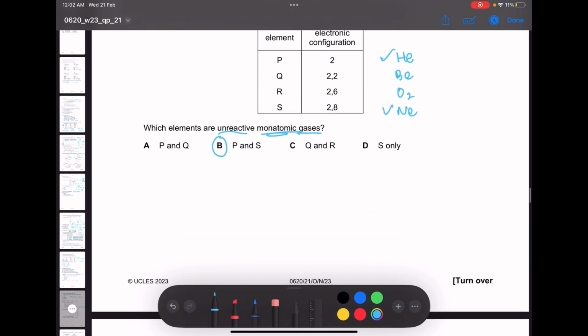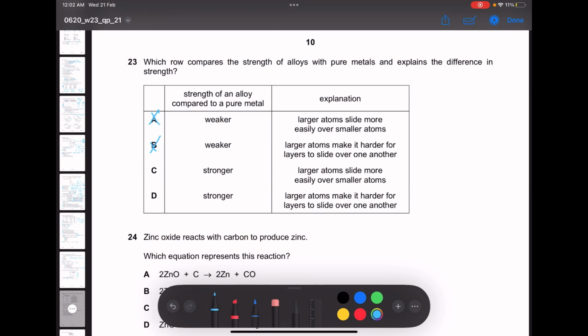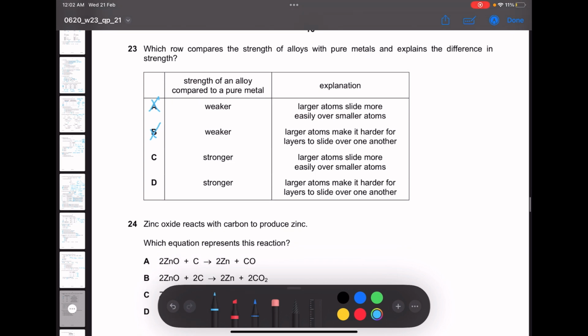23. Which one compares the strength of alloys with pure metals and explains the difference in strength? We know that alloys are stronger than pure metals, so it's not A or B. Then what is the explanation? For C, they say that larger atoms slide more easily over smaller atoms. Well, larger atoms actually make it harder. So D states that larger atoms make it harder for layers to slide over one another. So yes, it's D.